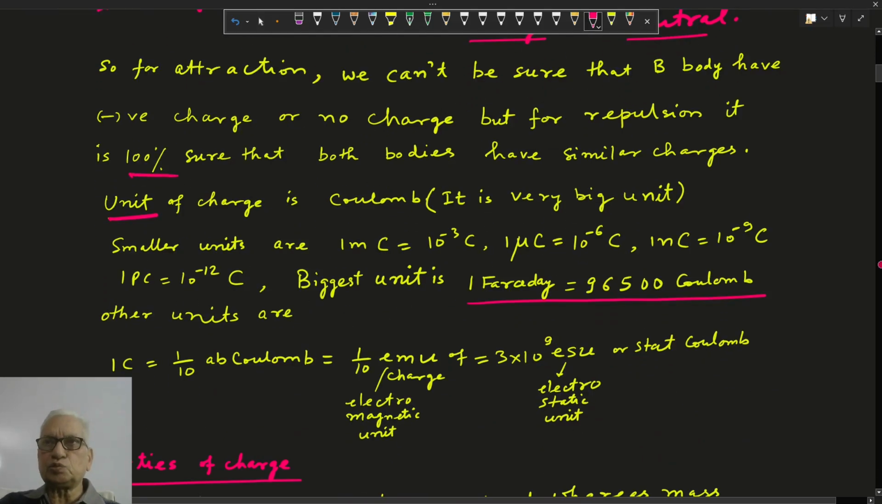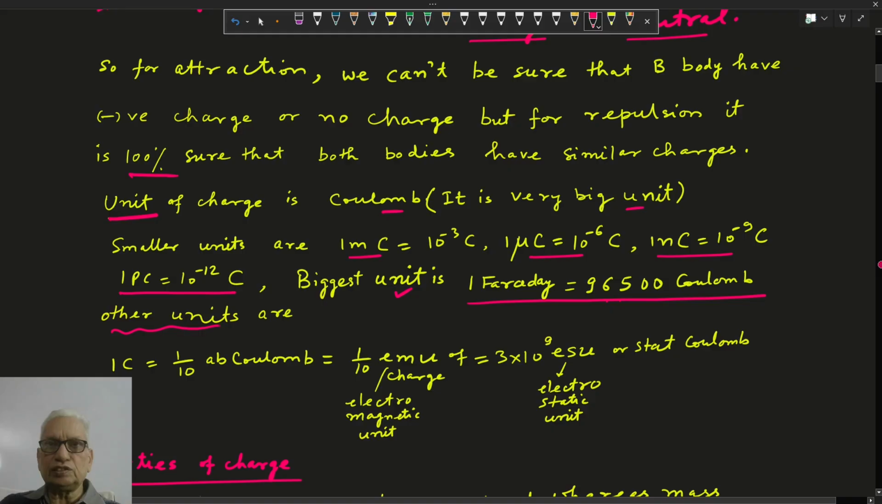The unit of charge is the coulomb. It is a very big unit. So smaller units are 1 millicoulomb, 10 to the minus 3 coulomb, 1 microcoulomb, 10 to the minus 6 coulomb, 1 nanocoulomb, 10 to the minus 9 coulomb, and 1 picocoulomb is 10 to the minus 12 coulomb. The biggest unit is 1 Faraday, that is 96500 coulomb.